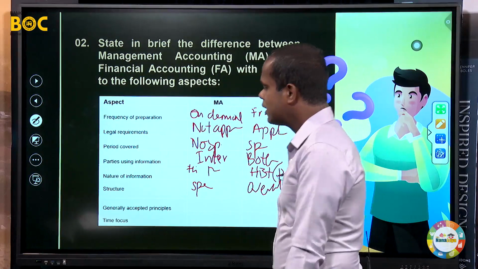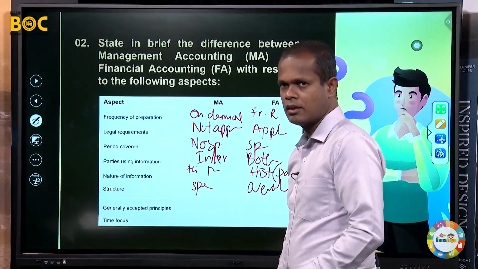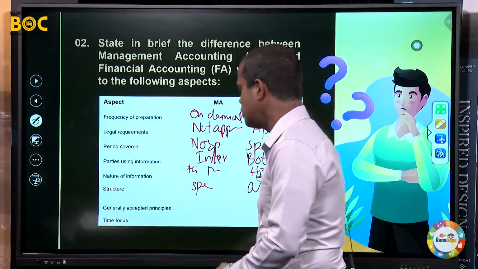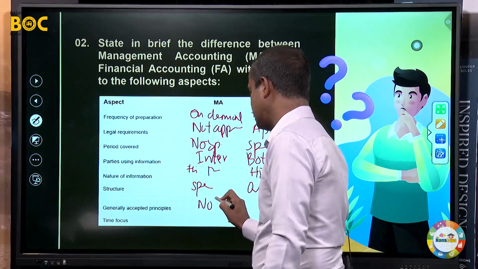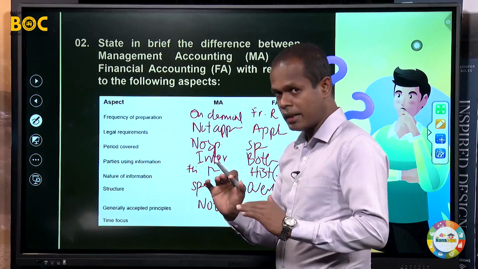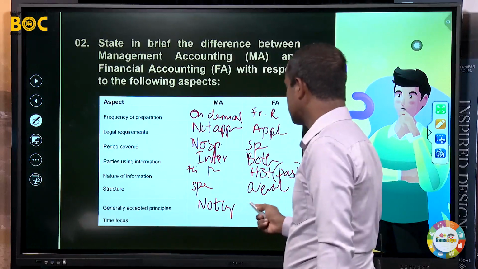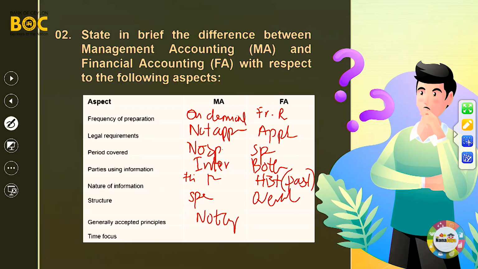The generally accepted accounting principles: in management accounting, you don't have generally accepted accounting principles, not applicable. But in financial accounting, we use generally accepted accounting principles, applicable.